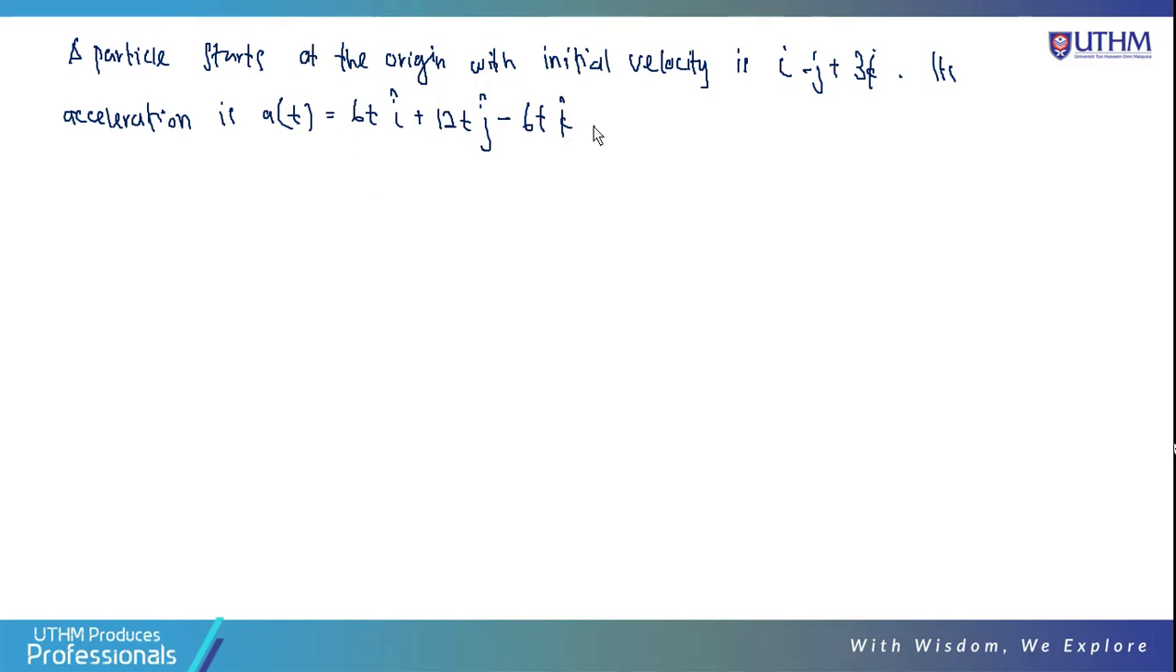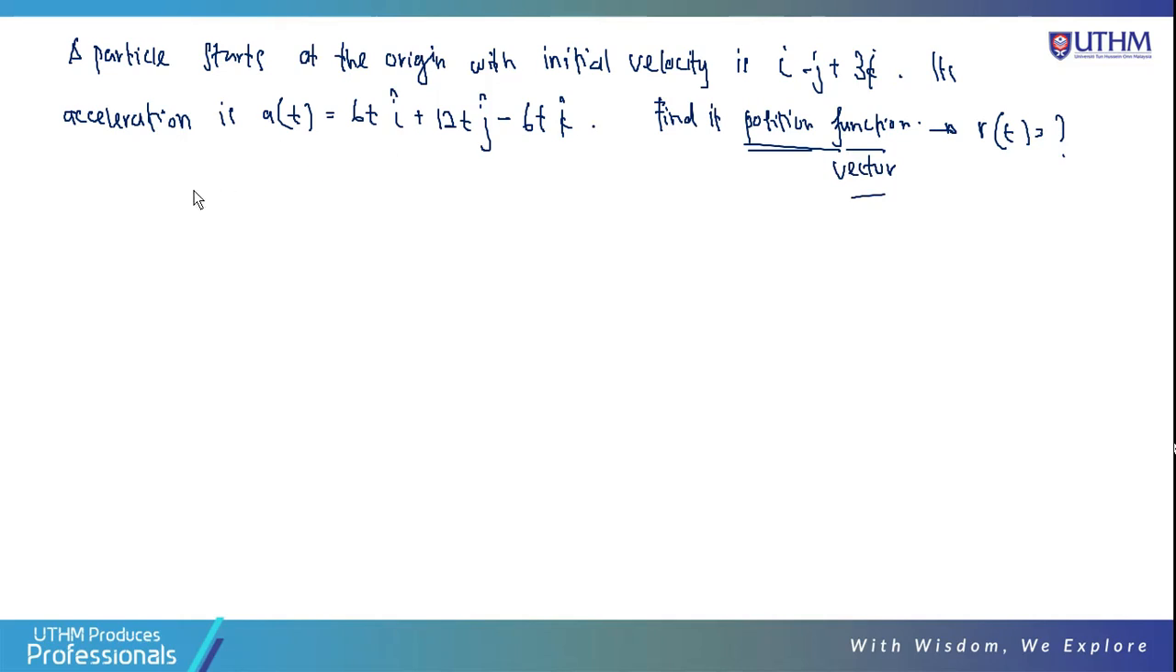So the question: find the position function. That means it is asking for r(t). The question asks for r(t) or the position vector, depending on the question, same meaning. Okay, so given a(t).